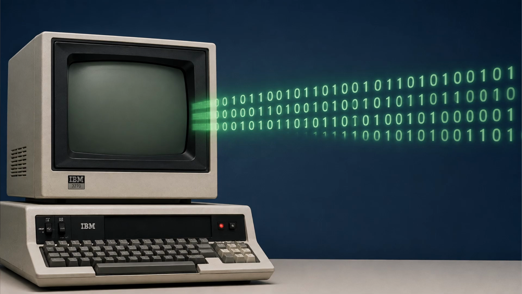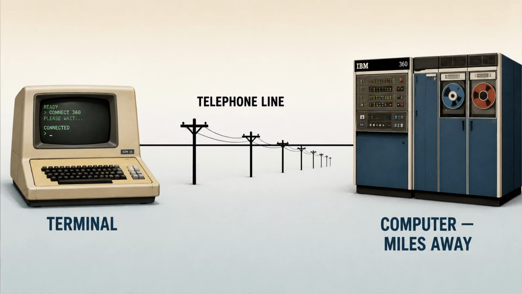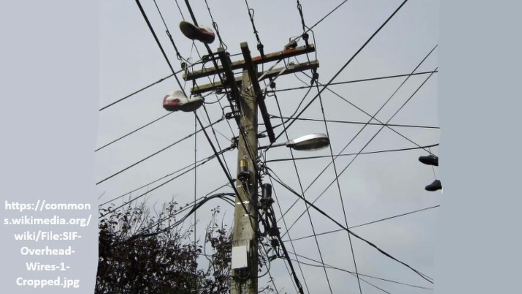In the last episode, we talked about how computers could transmit information as bits, ones and zeros. But that raises an interesting question. How did you get those bits from a computer in one place to a computer someplace else? Remember, this was long before the internet, but there was already a communications network that reached almost everywhere.